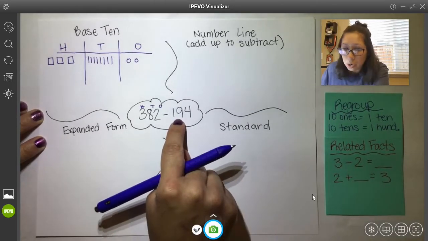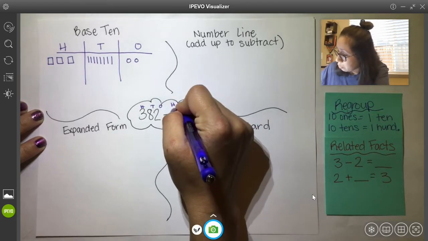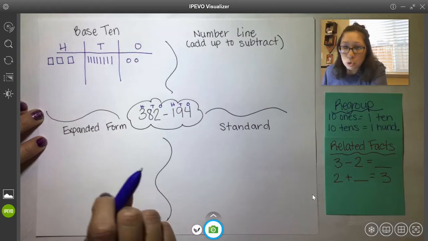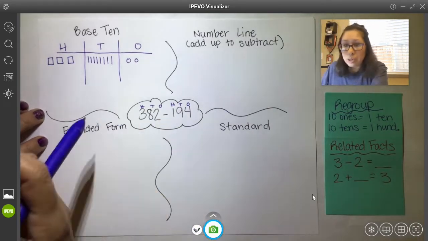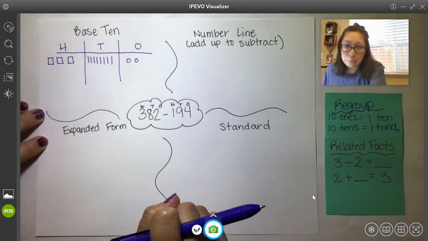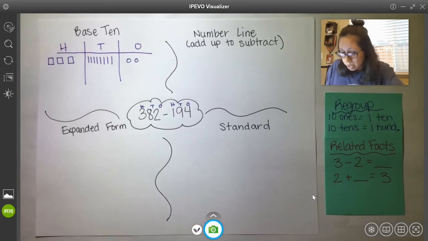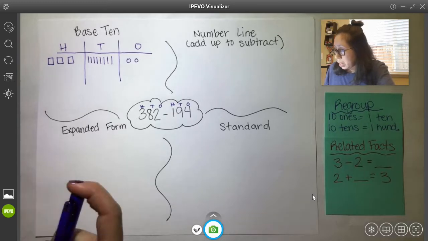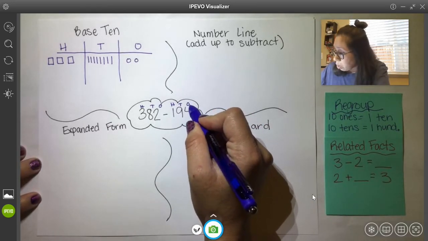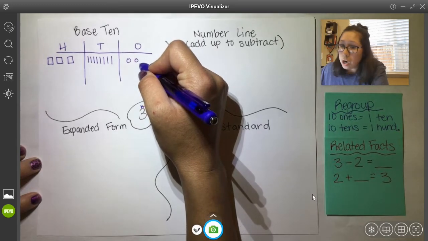Now we are not going to be drawing base 10 blocks for the other number, 194, because when we subtract, that is the number that we are going to be taking apart from 382. So let's begin to subtract. We start with the ones place. We need to subtract 4 ones. If you look in the ones place, there are not enough ones to subtract, so we are going to have to regroup.